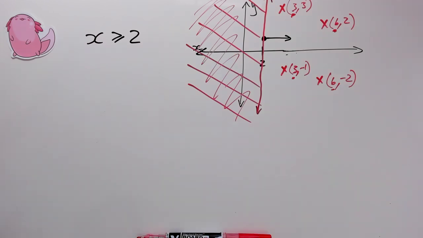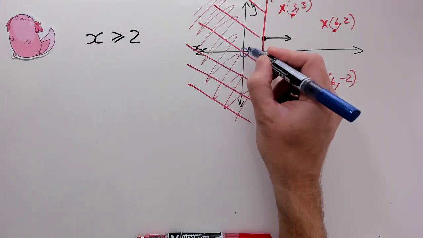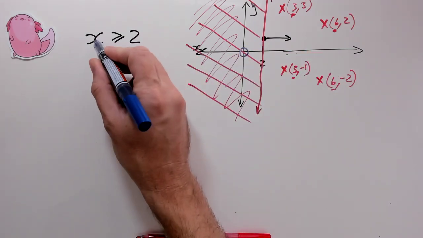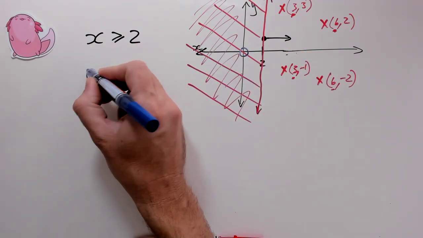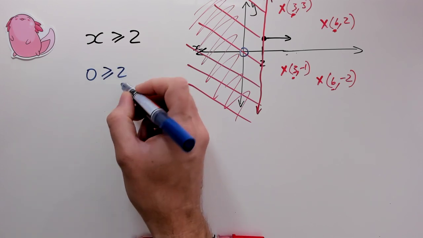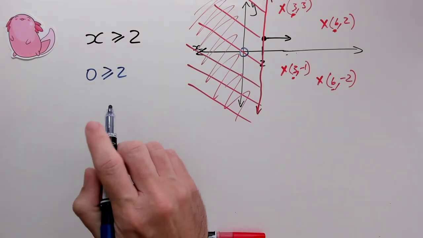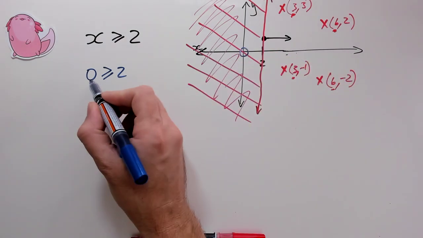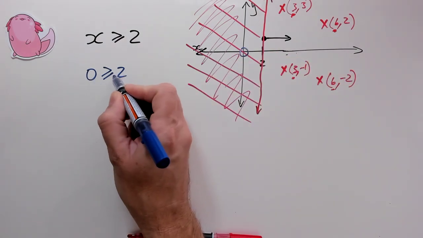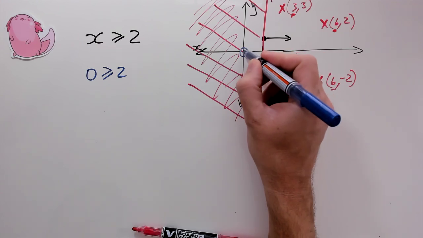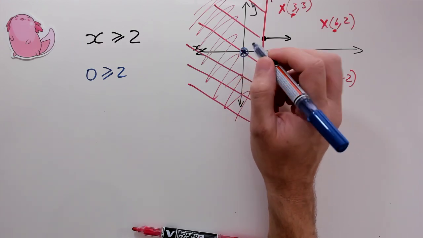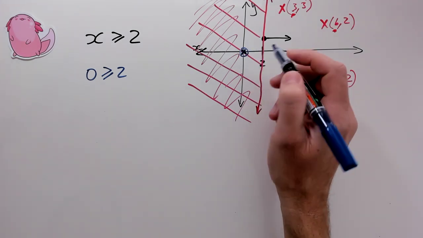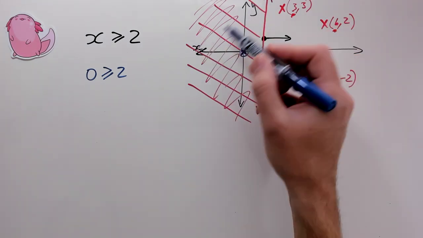Now there's a way to test this. I can use the coordinate 0, 0. If I put x as 0 and wrote 0 is greater than 2, then looking at this, 0 is not greater than 2, right? That doesn't make sense. So I know this spot over here is untrue, and I know that's in the area that's being shaded.